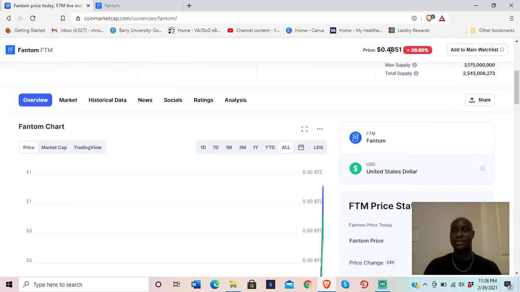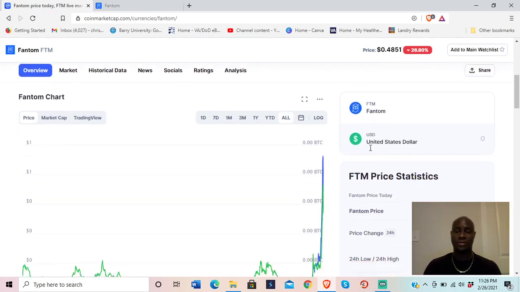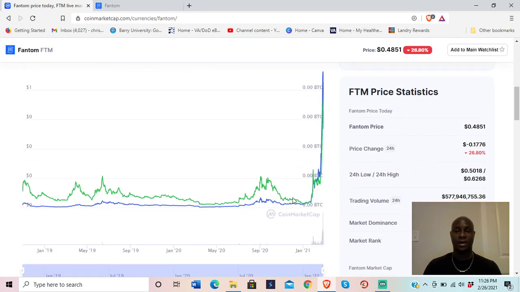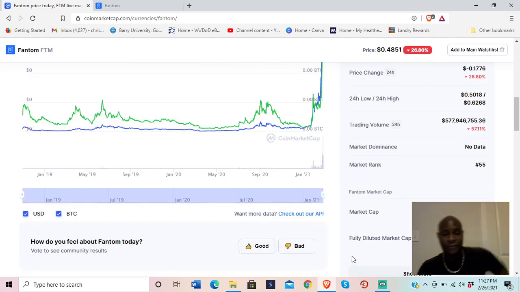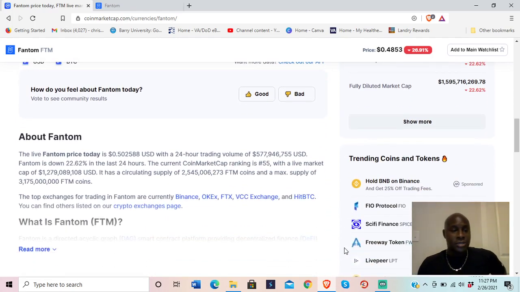Obviously, that's why the price is like, if you got in at 0.0-something cents, it's at 48 cents right now. So it's going to take off. Look at this. We can see that it has definitely jumped up quite a bit, all the way up to like 50 cents or so. So let's take a look at Fantom.